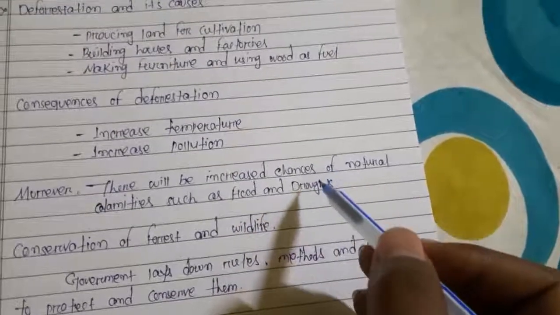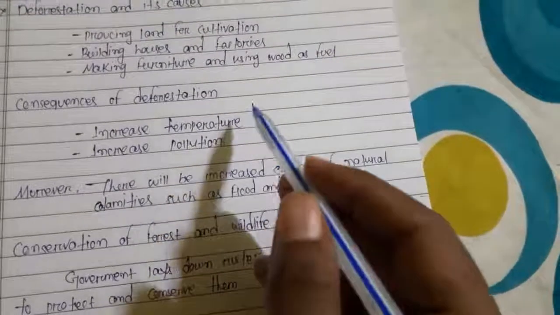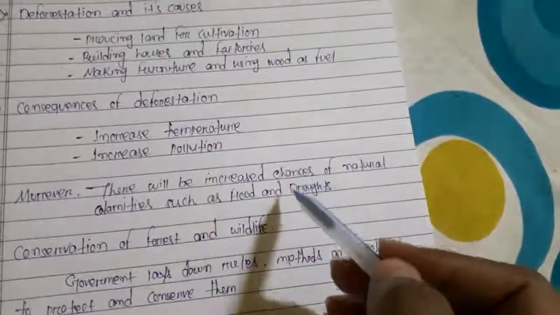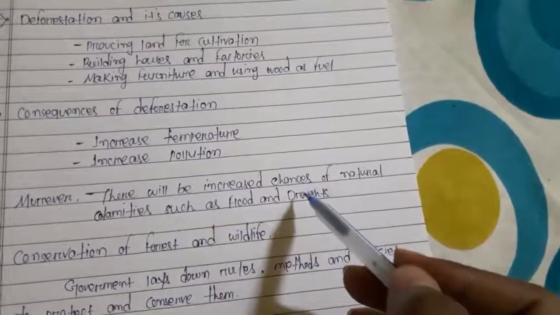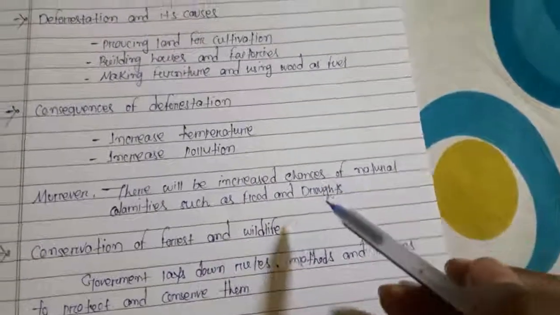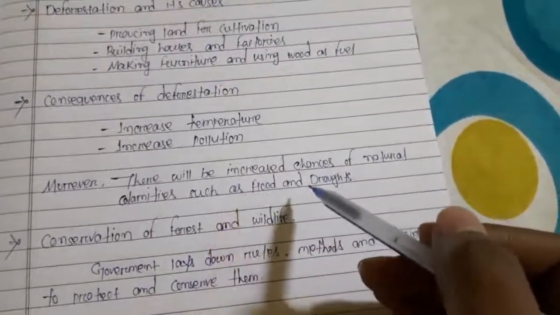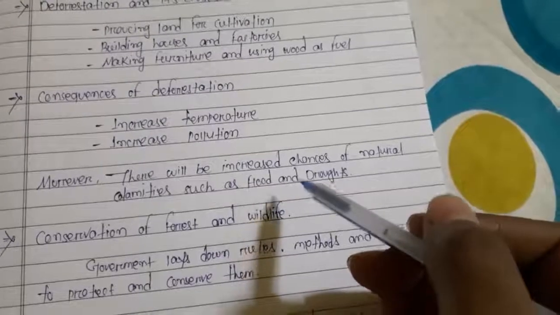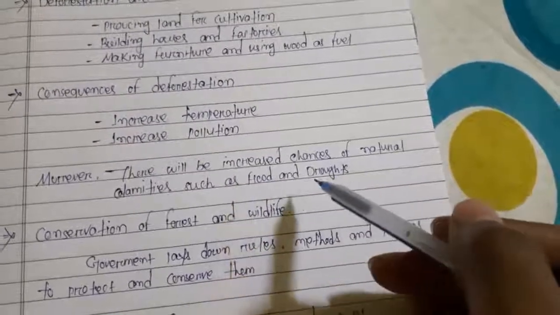Drought means dry land. If the temperature of the earth increases, then automatically the land area will face drought, and cultivation is not possible in droughts, as you all know. So these are the two things. It increases the chances of floods and droughts.